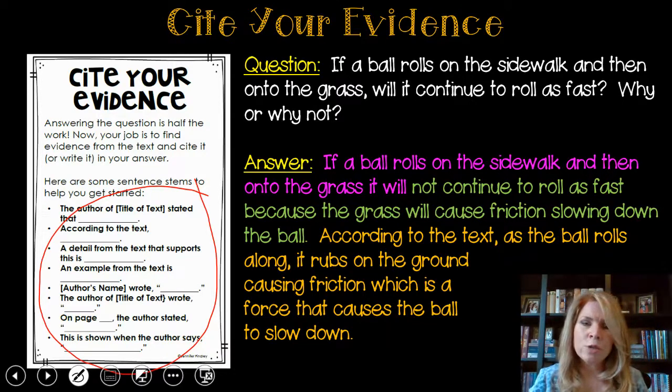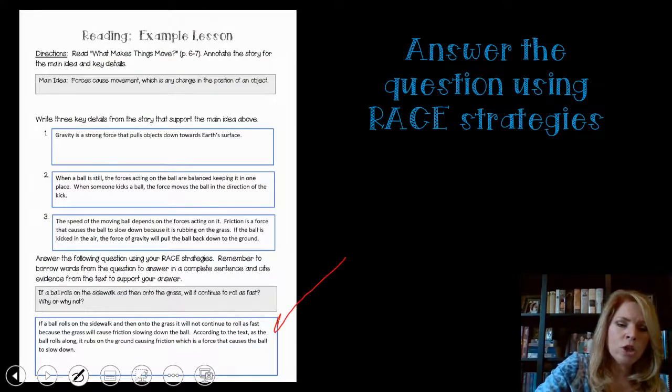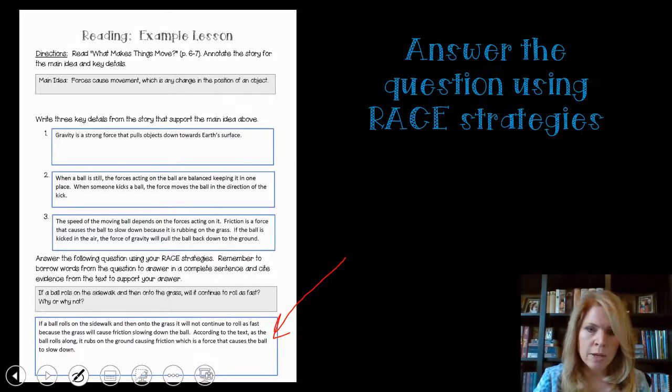Okay, so let's look at our answer now once we've cited our evidence. If a ball rolls on the sidewalk and then onto the grass, it will not continue to roll as fast because the grass will cause friction, slowing down the ball. According to the text, as the ball rolls along, it rubs on the ground, causing friction, which is a force that causes the ball to slow down. So I've cited my evidence, and now I've completed my answer. So I'm going to go to my passage, and this is where on our sheet, we answer our question right here. And that's all you have to do for this week's lessons.